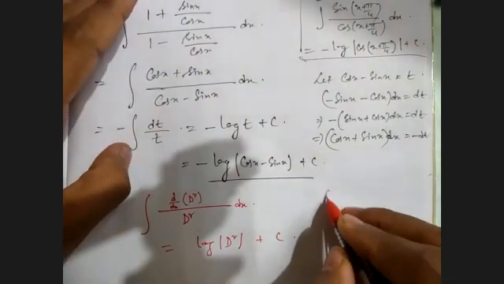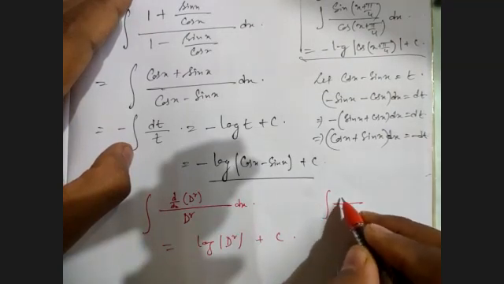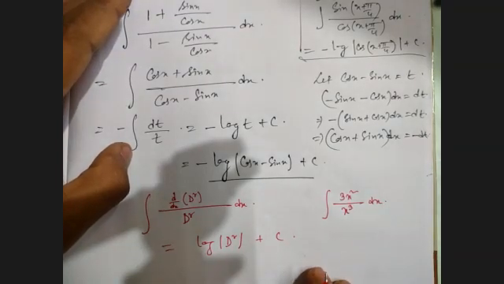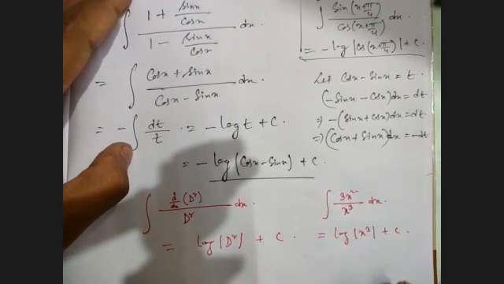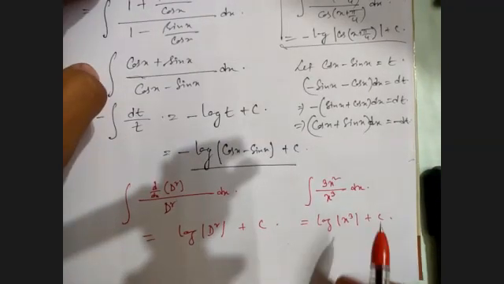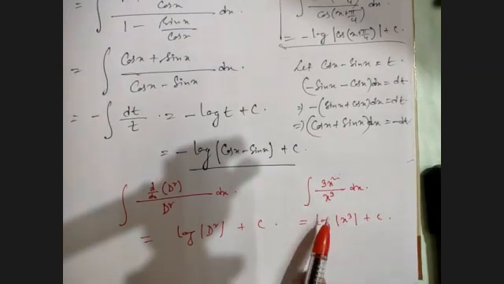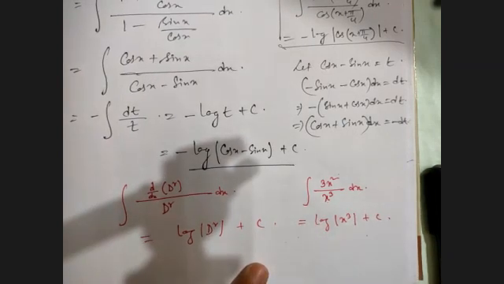That means suppose it is given integration of x cube by 3x square dx. This you can write as log of x cube. Understood? Whatever is present in the denominator, if d/dx of that is present in the numerator, you can write log of the denominator. Understood? Yes, sir.